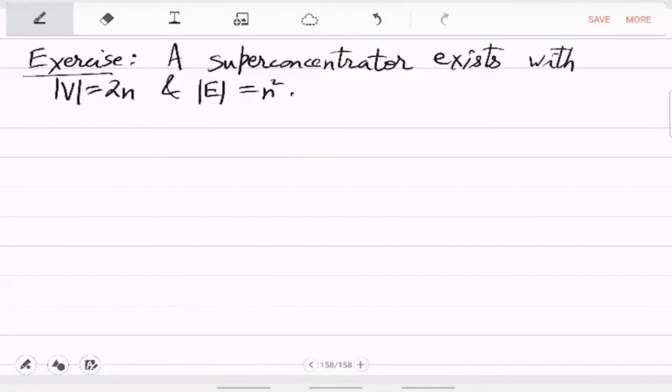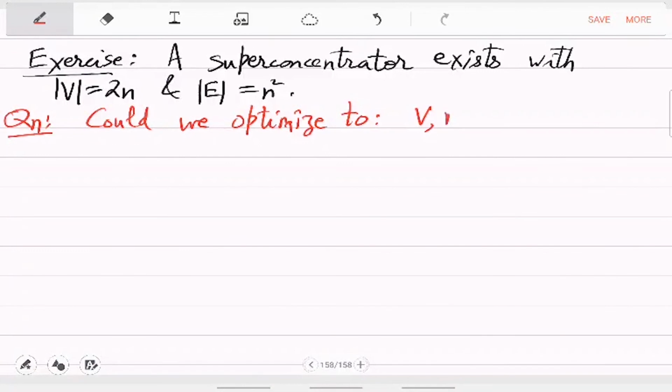So what is the question then? The question is, could you reduce the number of edges? Could you really get a linear sized graph? So could we optimize, let me say, so that vertices and edges both are linear in n. Okay, you want the vertices and the edges to be roughly of the same size, and hence a linear construction. Okay, and that existence is now not clear.